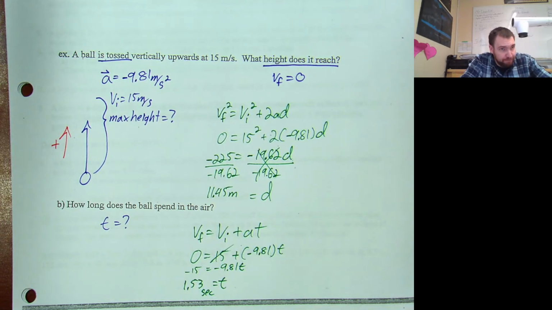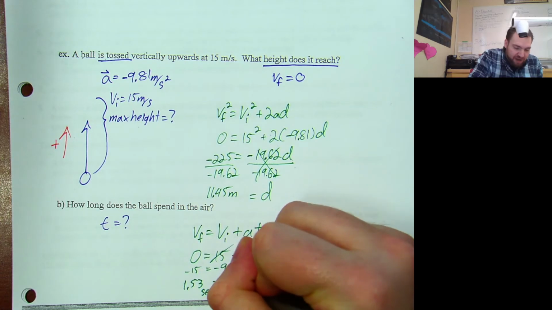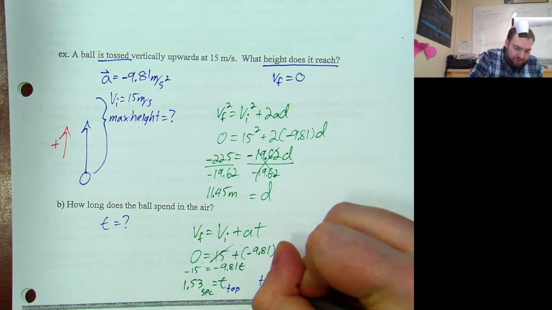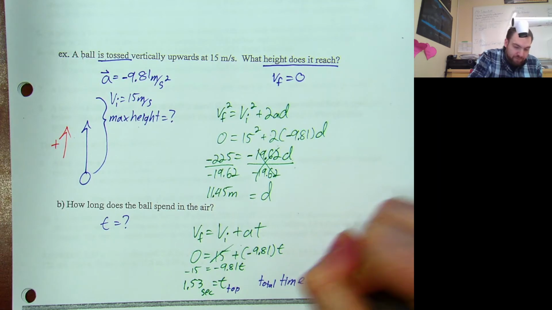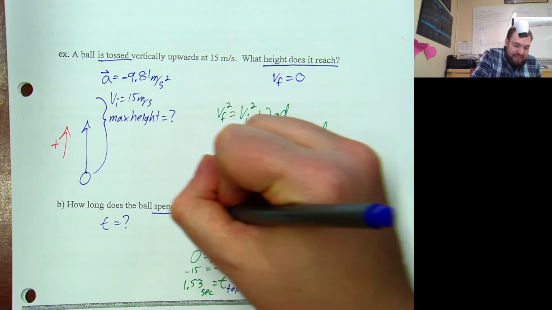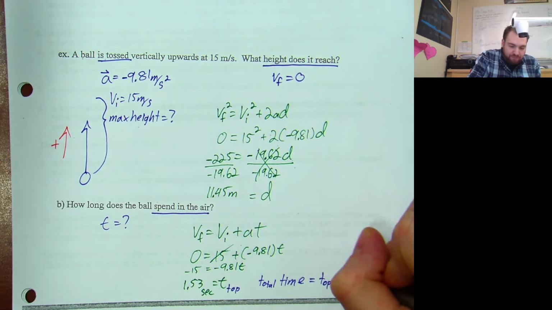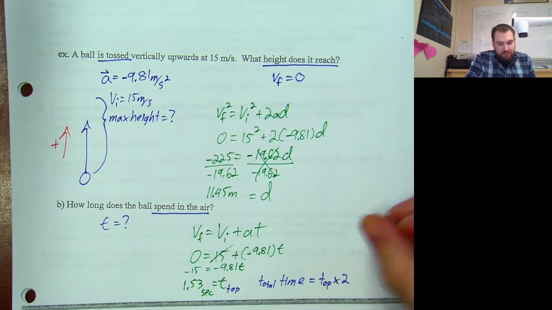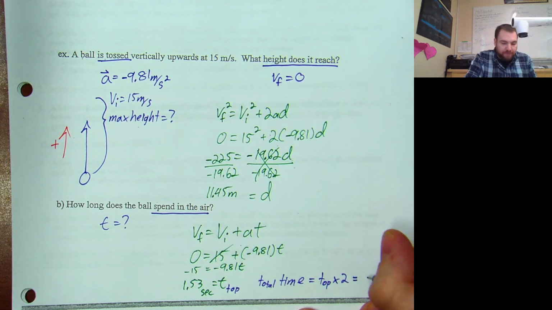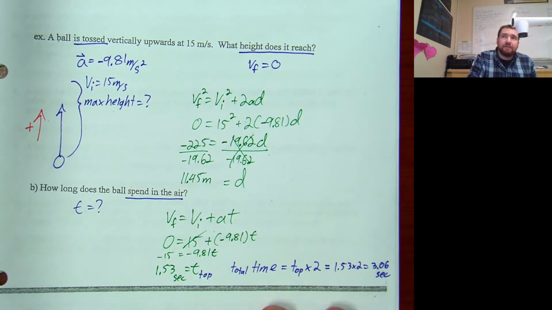What did we find? We found how long it takes to go up. So this is the time to the top. Total time, which is what I was looking for, the time spent in the air, is going to be T top times 2. 1.53 times 2, which is 3.06 seconds.